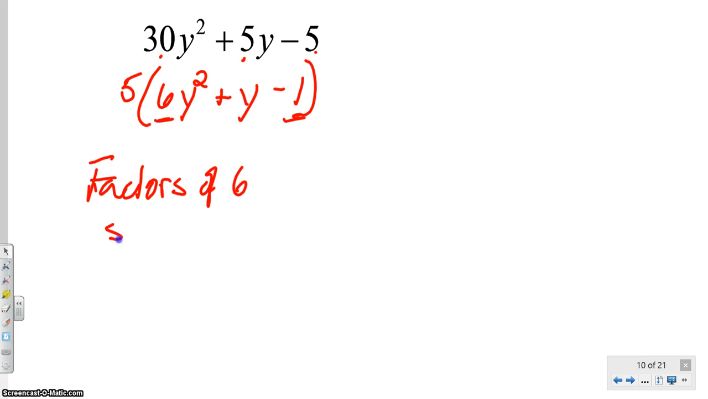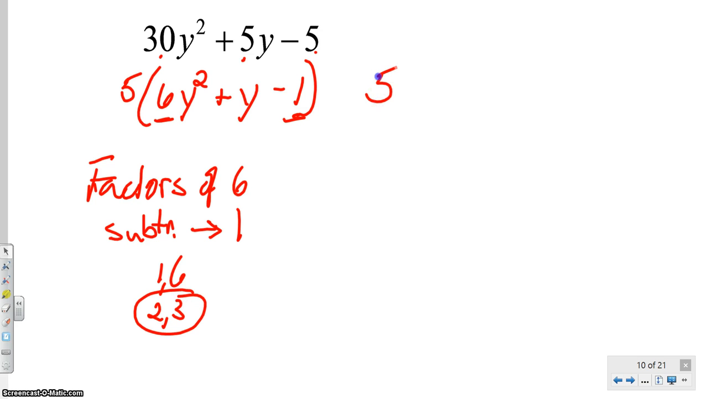That if I subtract will give me 1. So the factors of 6 are 1 and 6. If I subtract, that gives me 5. Nope. 2 and 3. If I subtract, will it give me 1? Yes. So there we go.